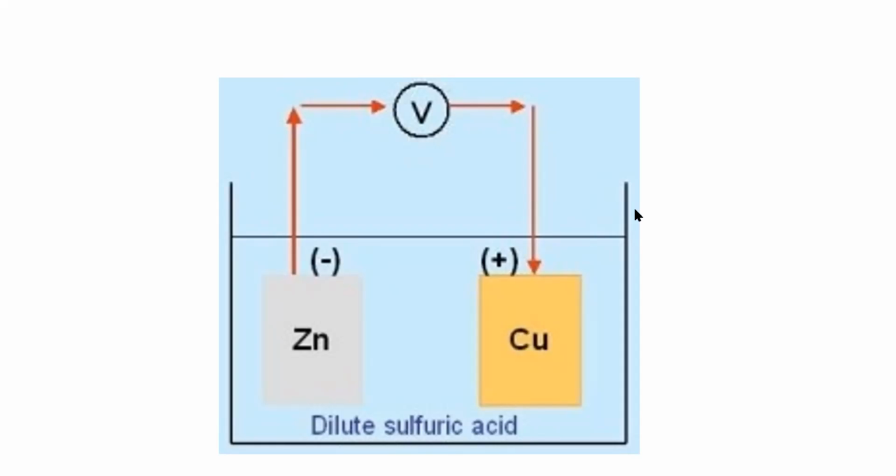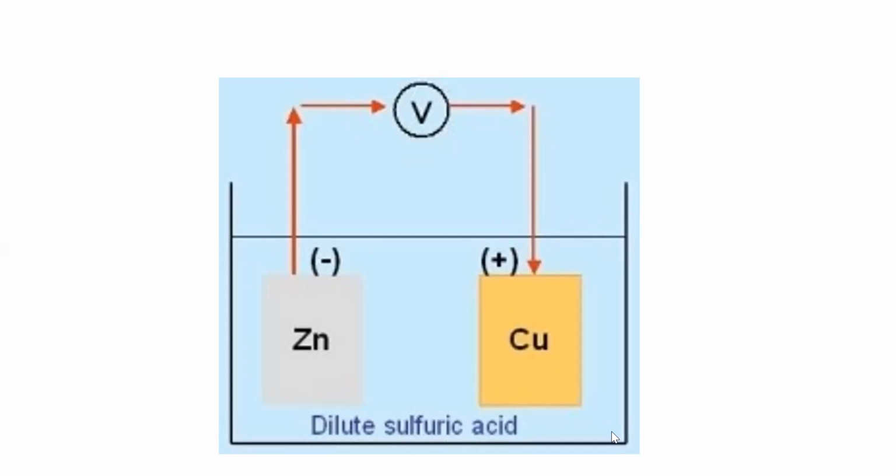Now, how do you decide which substance you should have at which electrode? The more reactive metal is the negative electrode, and the less reactive metal is the positive electrode. So since copper is less reactive as compared to zinc, zinc is the negative electrode and copper is the positive electrode. But say the electrolyte was copper sulfate instead of dilute sulfuric acid.